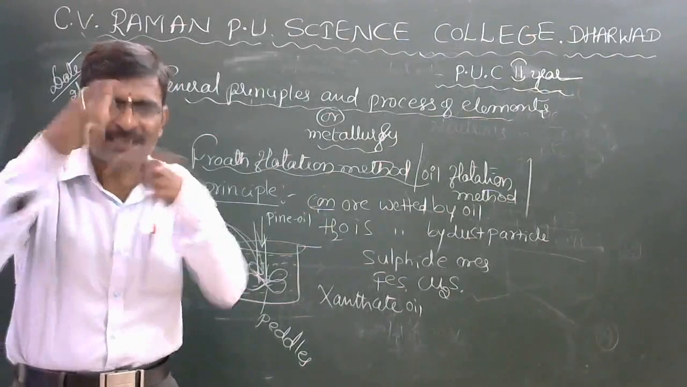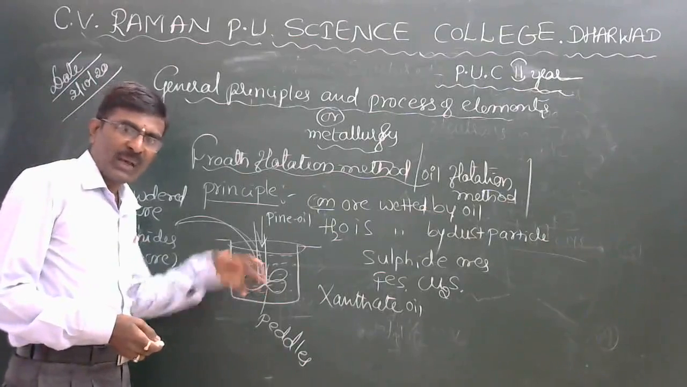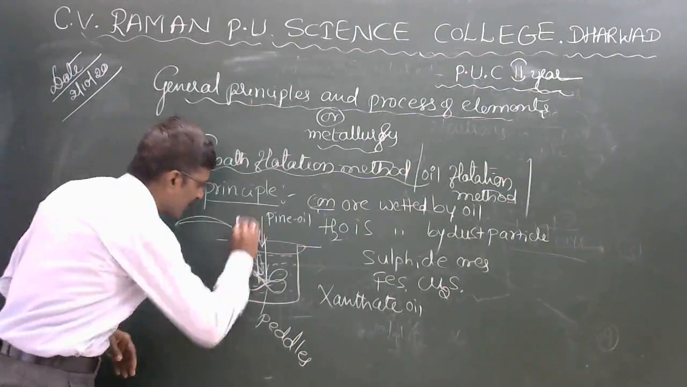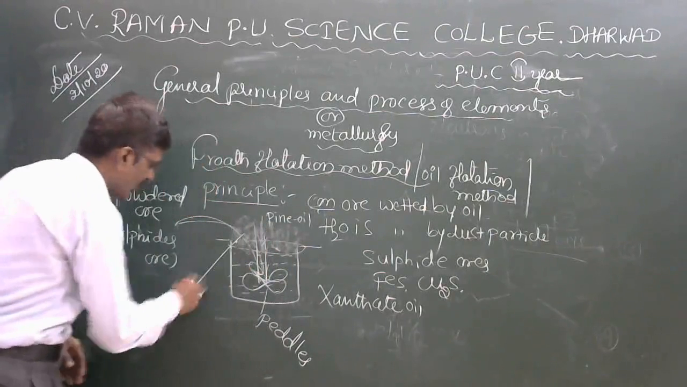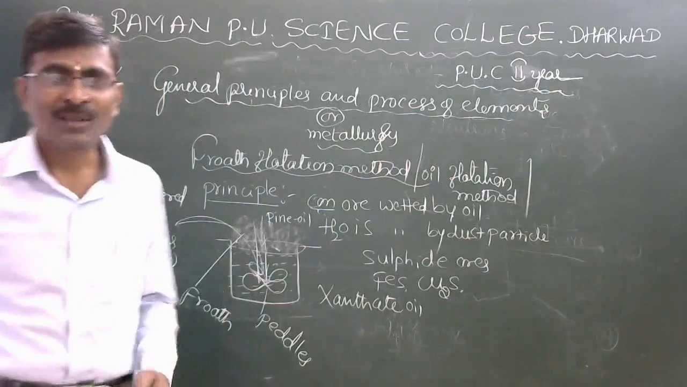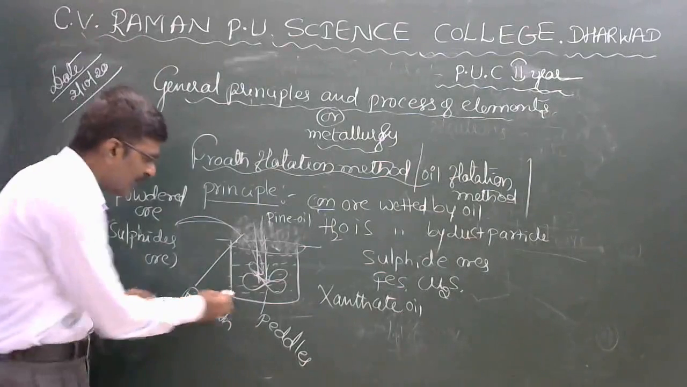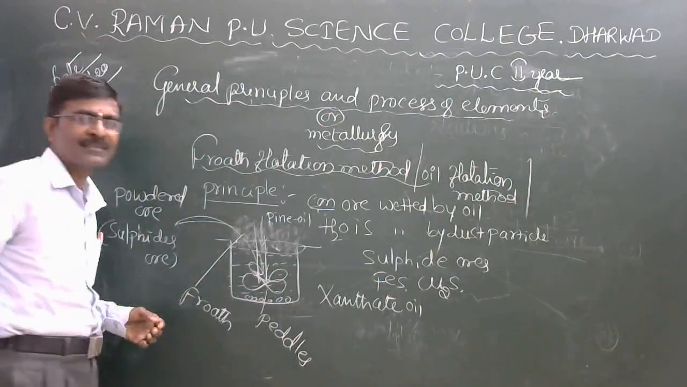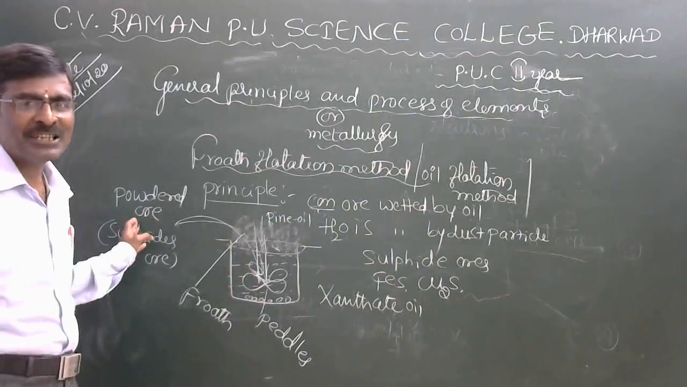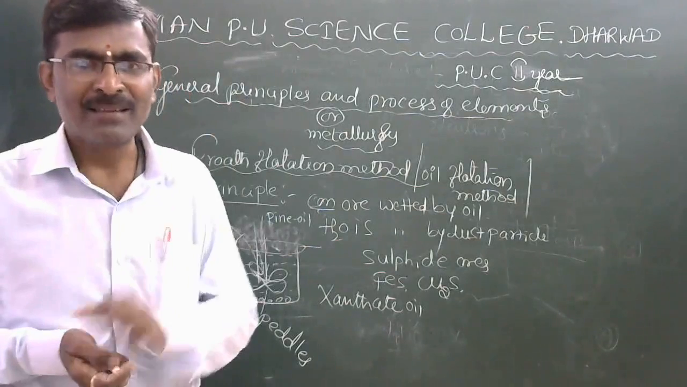It can be agitated to mix. When the paddles agitate inside the tank, after a few minutes froth comes. This is called froth. Froth comes up on top of the tank. The remaining particles settle to the bottom of the tank. Then we can separate the sulfide ores. This is a very important thing.